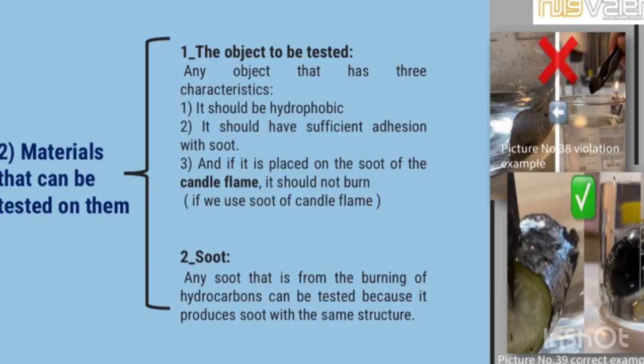About materials that can be tested: the object should have three characteristics. One, it should be hydrophobic. Two, it should have sufficient adhesion with our soot. And three, when we put it in our candle flame, it should not burn. About soot, we can use any soot that comes from incomplete combustion of hydrocarbons.